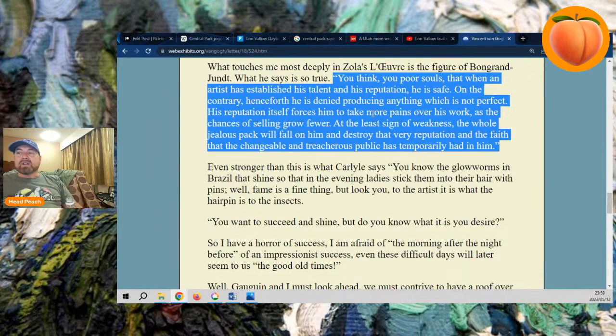So that's definitely an interesting thing where he says, even if you establish your talent and reputation, you're still not safe. You are still at the mercy of the public, that he seems to see here as quite fickle. And also, you can't show any sign of weakness. You can't make any mistakes.